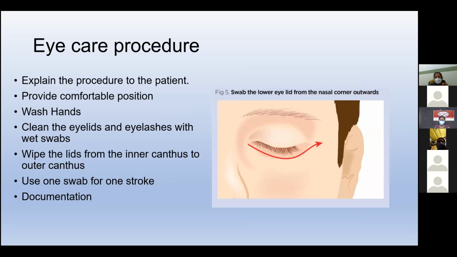So how to give good care? Again, need to explain the procedure. Comfortable position is a must, right?